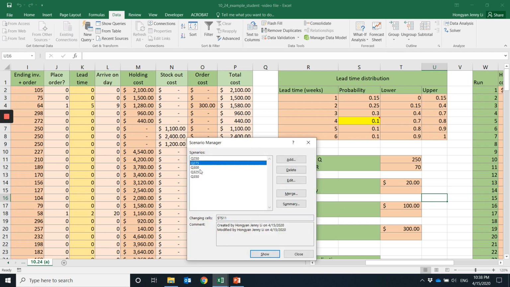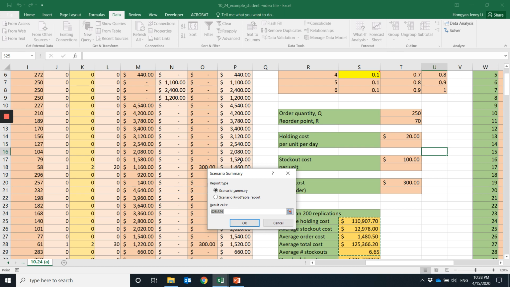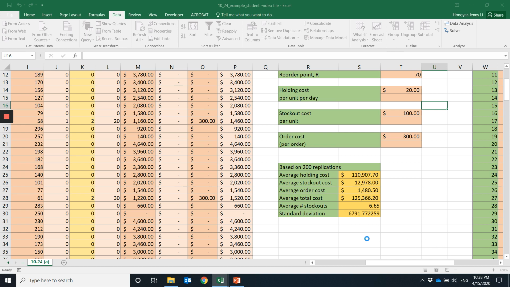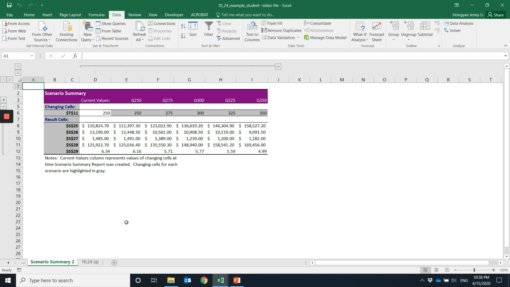Then you can add more or extra scenarios. In the summary, you click the summary button, then you can decide what values you want to take as output. In this case, I take the cells S25 to S29, which are the cost and stockout outputs. It will take some time to get the output, so it is not too clever to do very long scenario runs. So here you can see the output we got from the simulation.